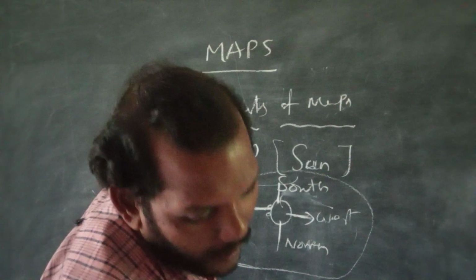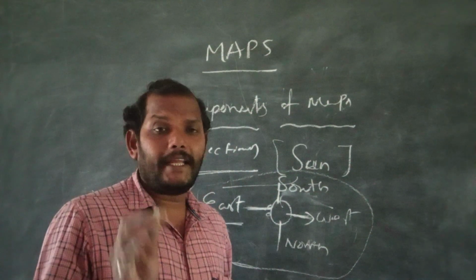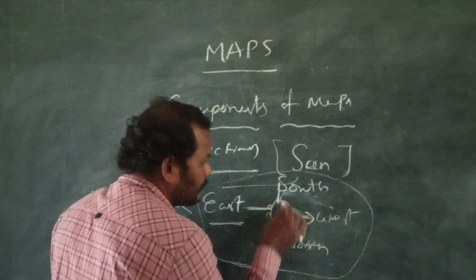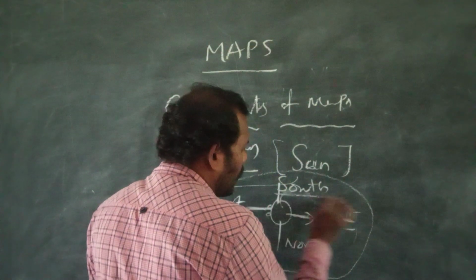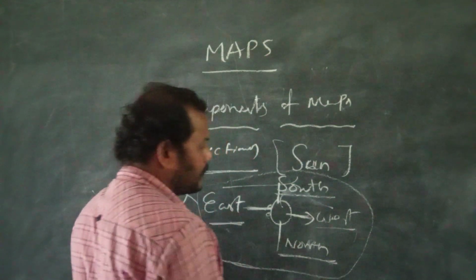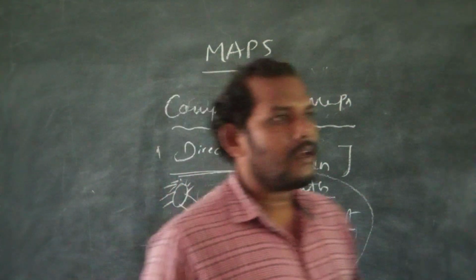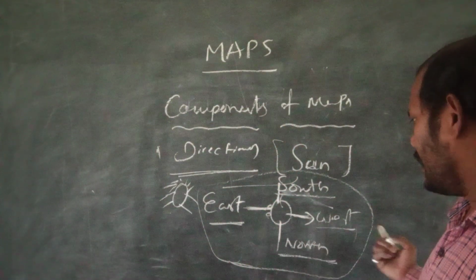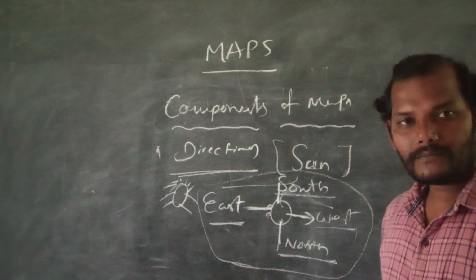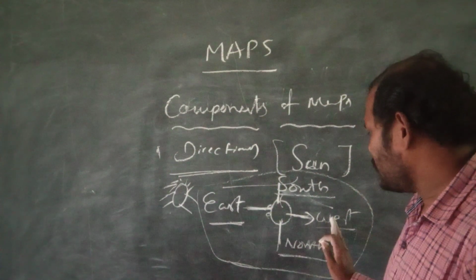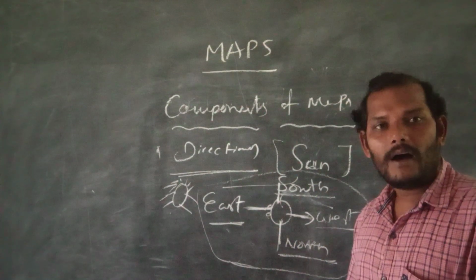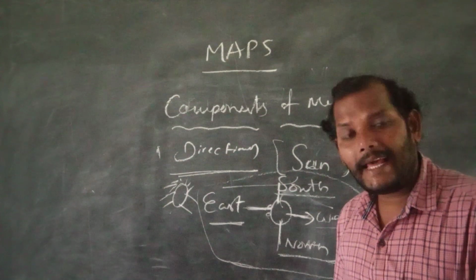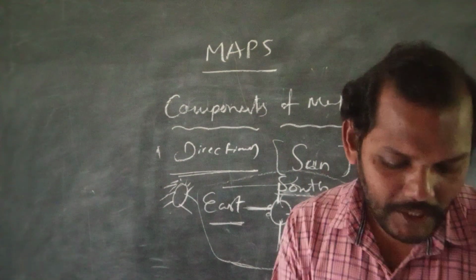Okay, and these are the cardinal directions. That means east, west, south and north. East, west, north and south are the cardinal directions. And there are also intermediate directions.